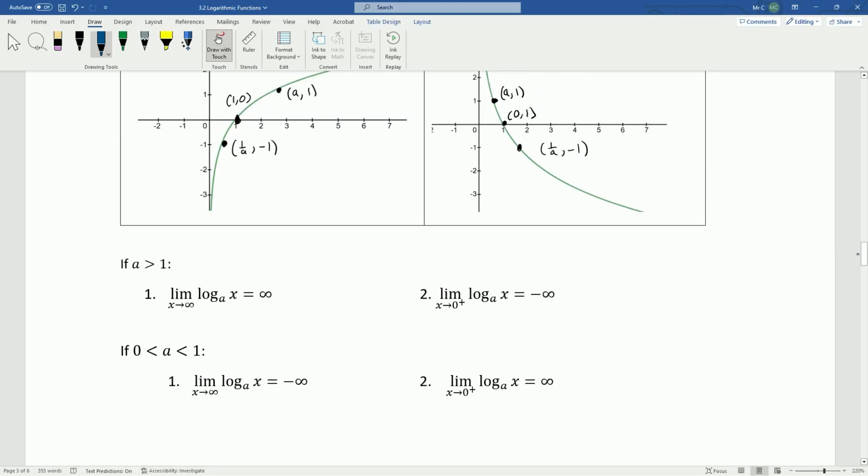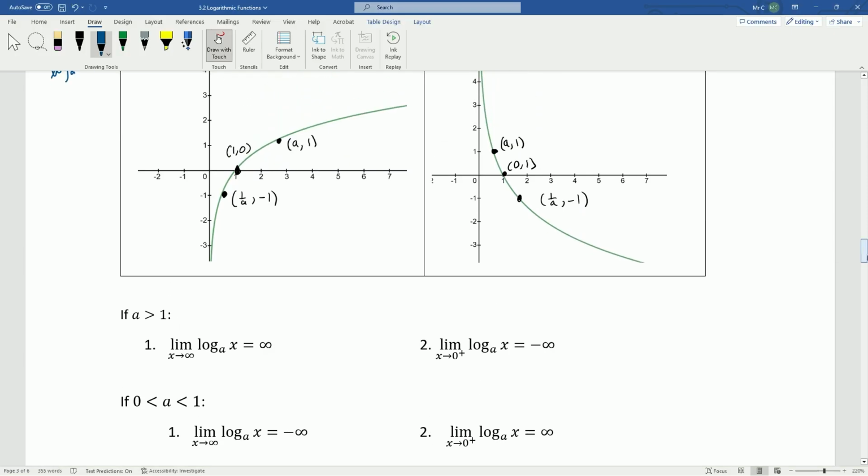So while we're here, let's take a look at these two facts, or 4 facts, I should say. For the graph where a is bigger than 1, the logarithmic function has 2 limit properties. When x approaches infinity of log base a of x, so when I go to the right, the y value keeps increasing, and so that limit is infinity. And when I approach 0 from the right, I trace down here, the y value goes down, so this approaches negative infinity.